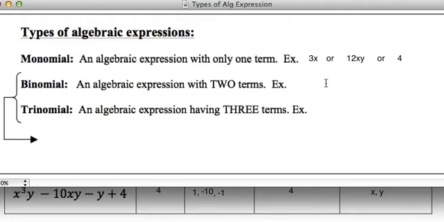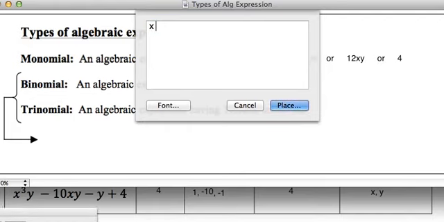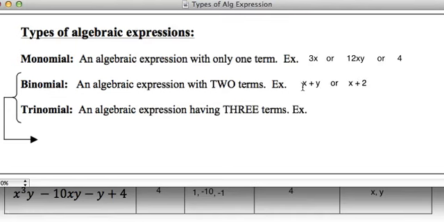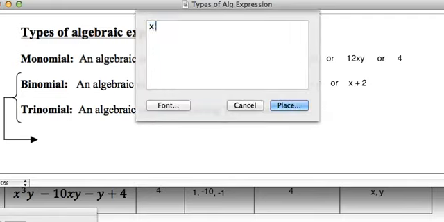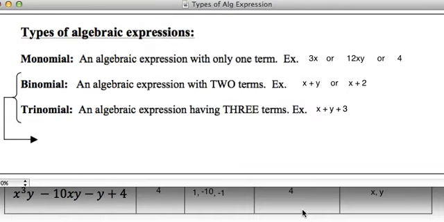Binomial just means two terms. So instead of having one term on its own, I could have something like this. x plus y would be a binomial. Or I could have something like this. x plus 2. That's also a binomial. Right? These are two examples of binomials. Trinomial, you can probably guess what that looks like. That's just three different terms, all together in the same algebraic expression, like x plus y plus 3.